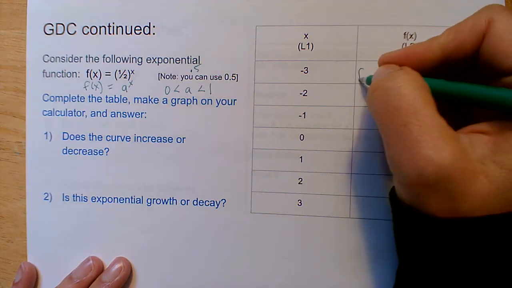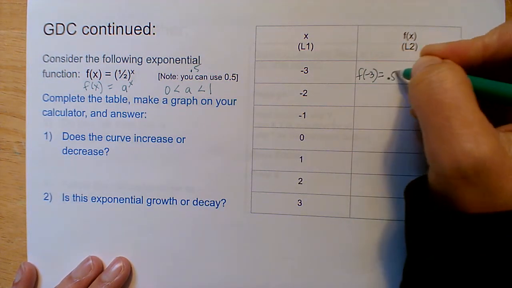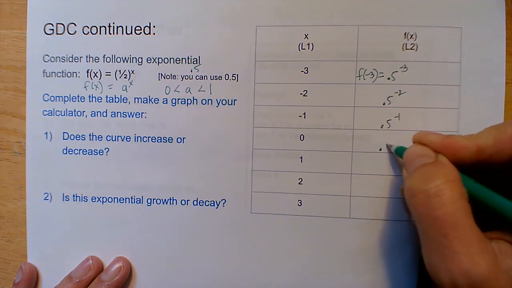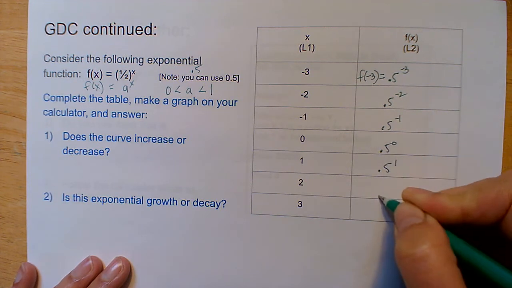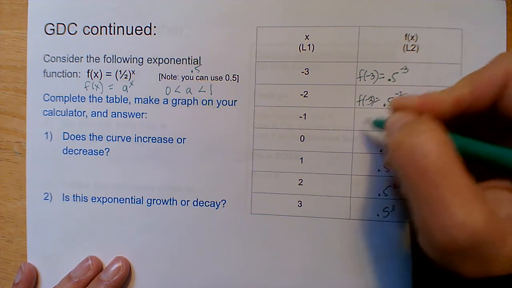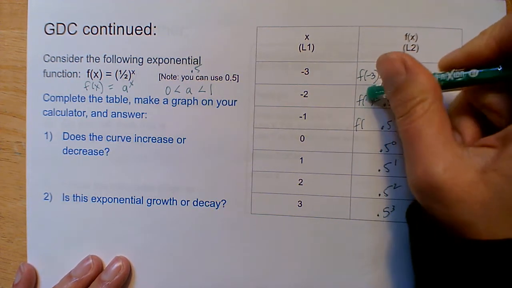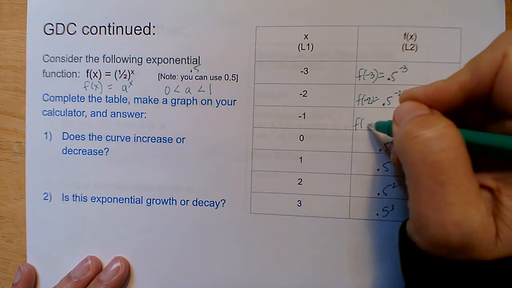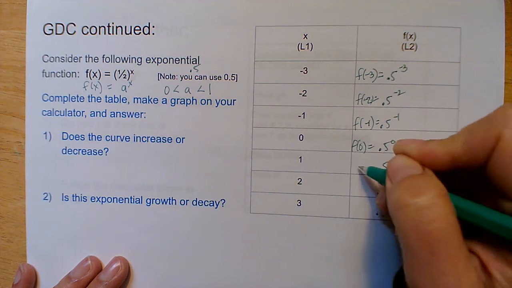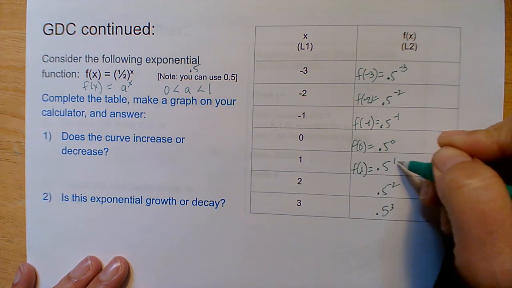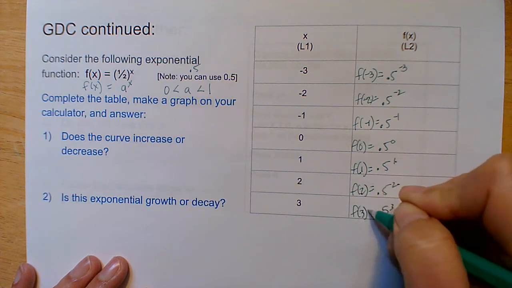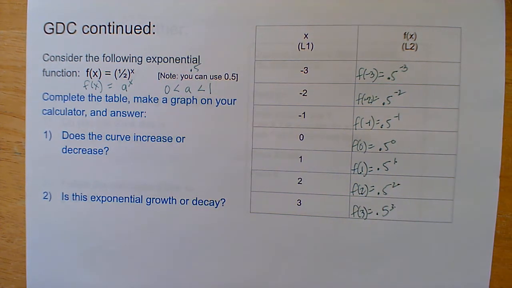Okay, so again, we're going to have to put in 0.5 to the negative 3, 0.5 to the negative 2, 0.5 to the negative 1. And this is good to do as you're starting to learn about exponents and substitution, substituting all of these numbers in, and writing them out. So when you put in 0, you're putting in 0 where the x spot is. When you're putting in 1, you're putting in 1 where the x spot is. When you're putting in 2, you're putting in 2 where the x spot is. And when putting in 3, you're putting in 3 where the x spot is.